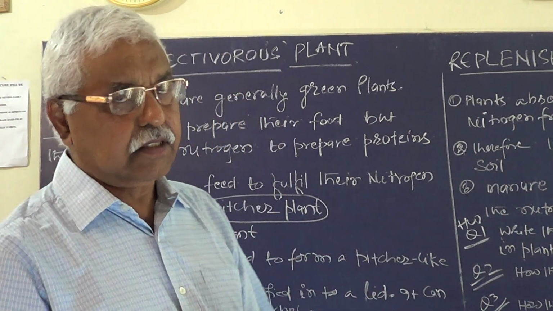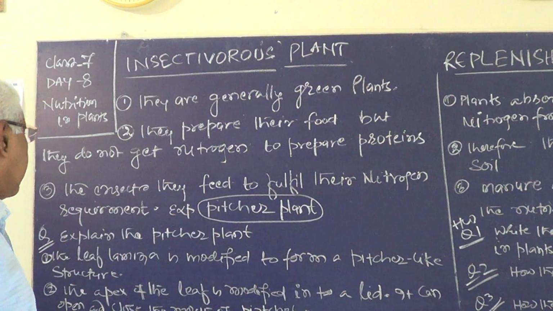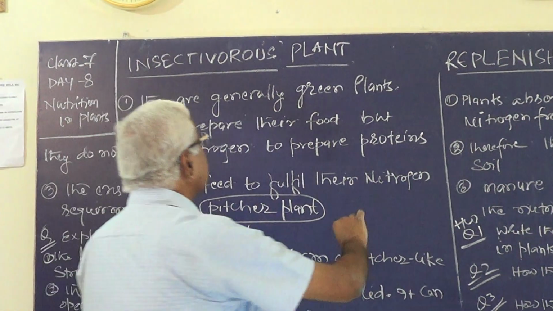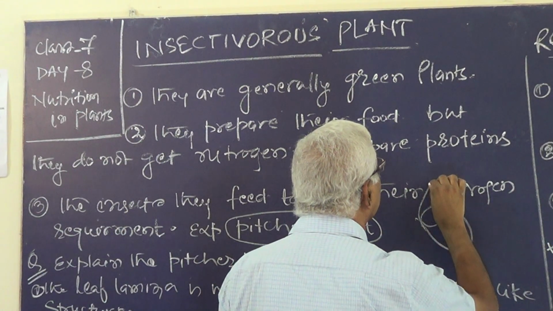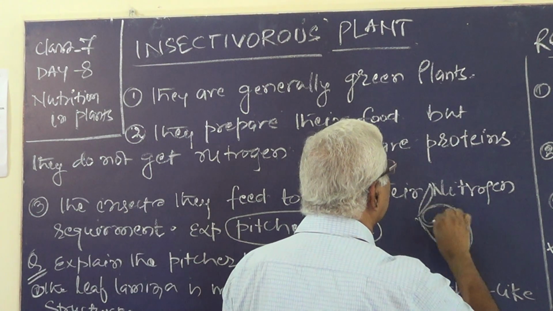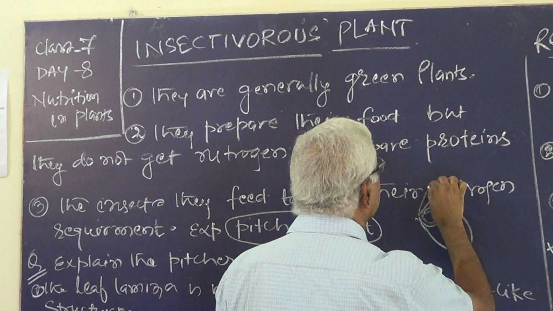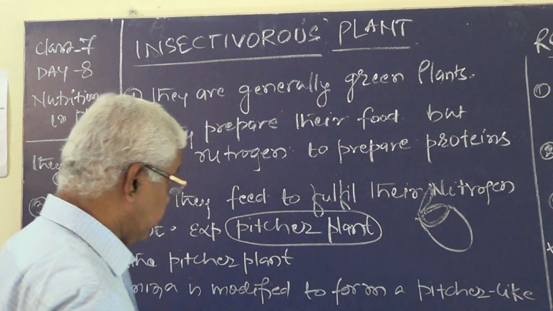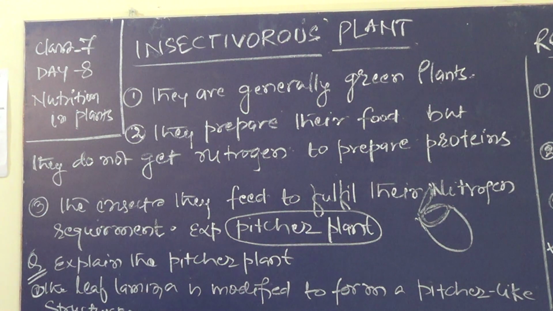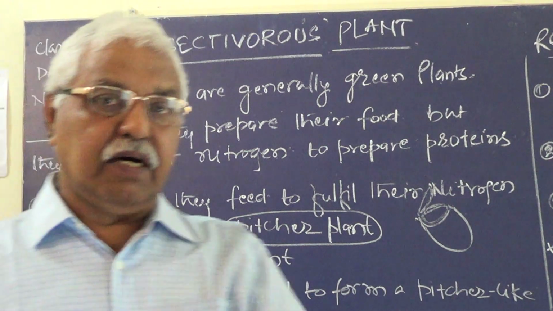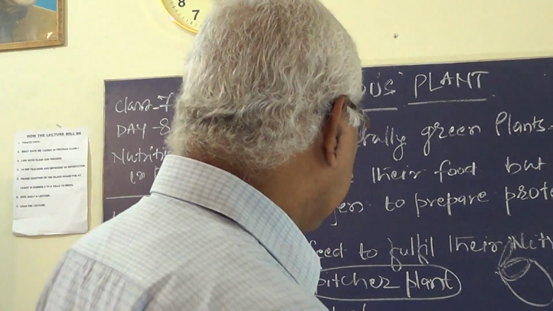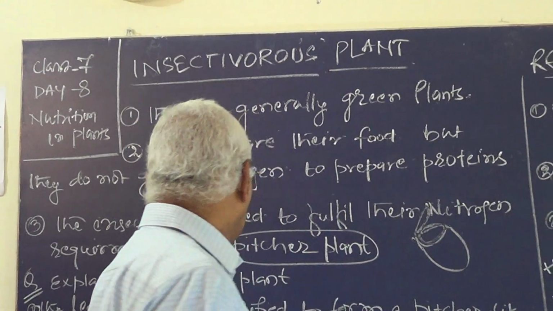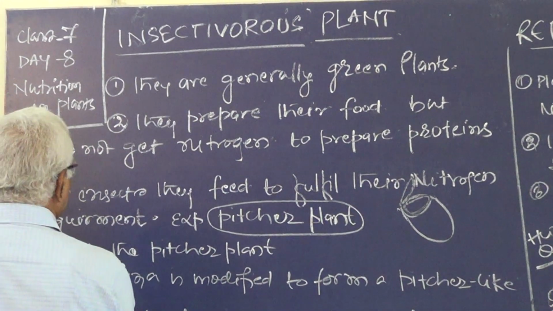One of them is the pitcher plant. Actually, इस plant का shape कैसा होता है? ऐसा होता है. The plant is somewhat like that. The insects, they feed to fulfill their nitrogen requirement. So the plant traps the insect to fulfill its nitrogen requirement so that with the help of the nitrogen it can prepare the protein. An example is the pitcher plant.